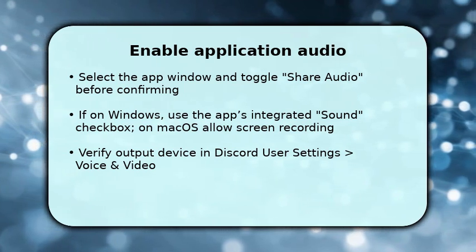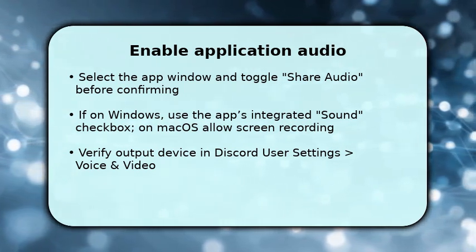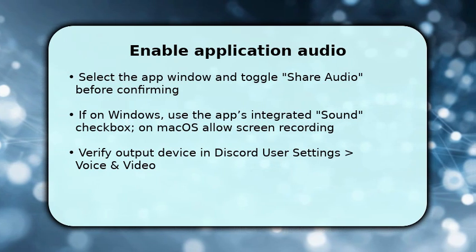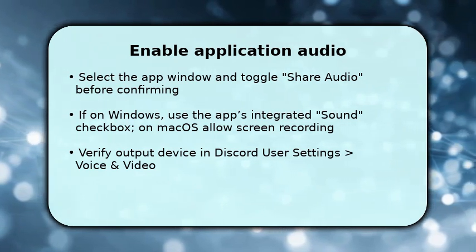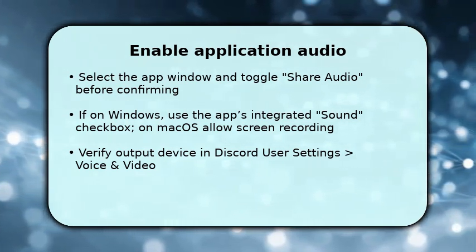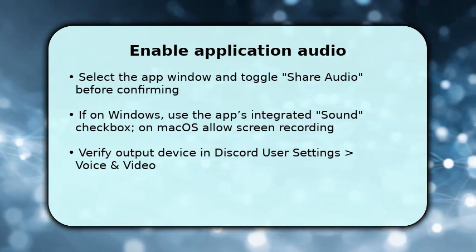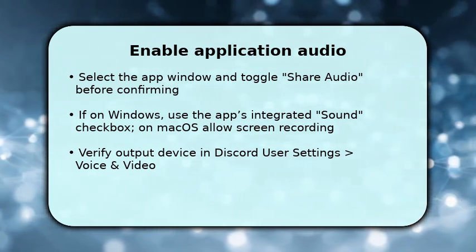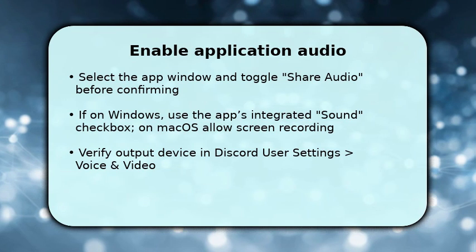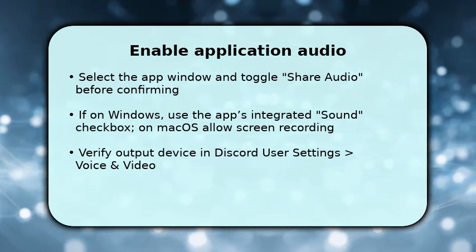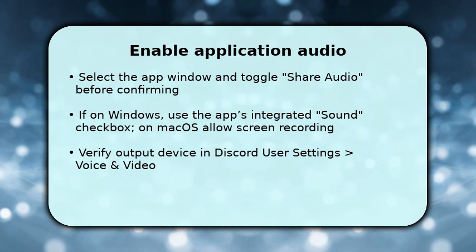On Windows, this uses desktop audio capture. On Mac OS, you must have given Discord screen recording permission in System Preferences. Then open User Settings, Voice and Video, to ensure Discord's output device matches the device playing the app audio. Mismatch here causes silence for viewers. Make sure volume sliders are up.